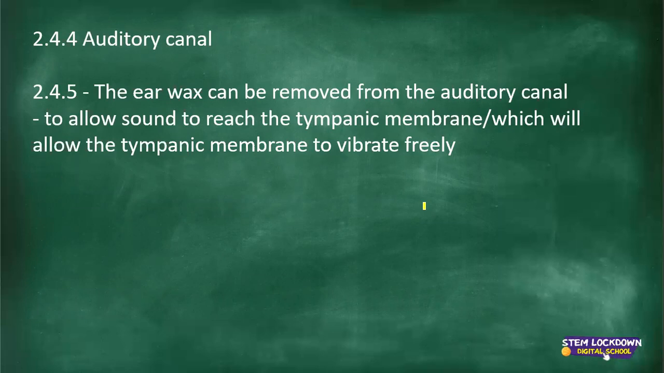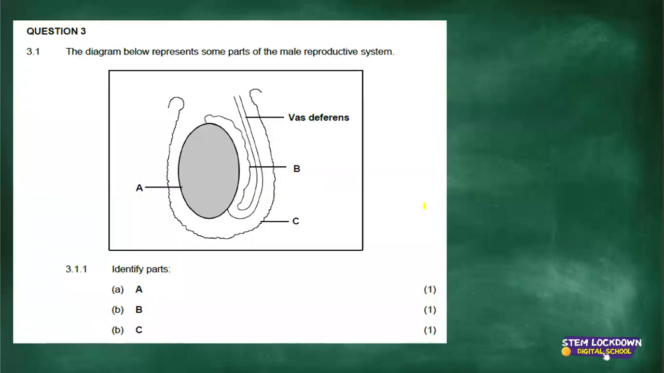Earwax can easily be removed, right? But with the correct ways of removing it. So that is the effect of it. If there's too much earwax, then it could cause temporary hearing loss. But if it's removed, then it will allow the sound to reach the tympanic membrane, allowing the tympanic membrane to vibrate freely, because when it's clogged with the wax, it can't vibrate freely.